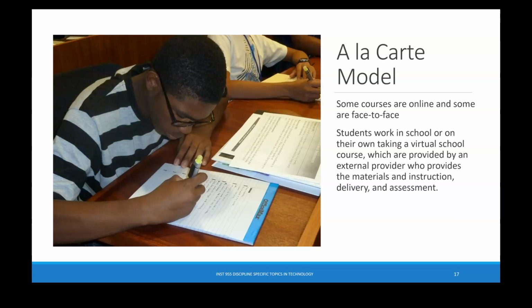The a la carte model is, for example, when some courses are online and some courses are face-to-face. So this is how some schools or colleges offer a degree.